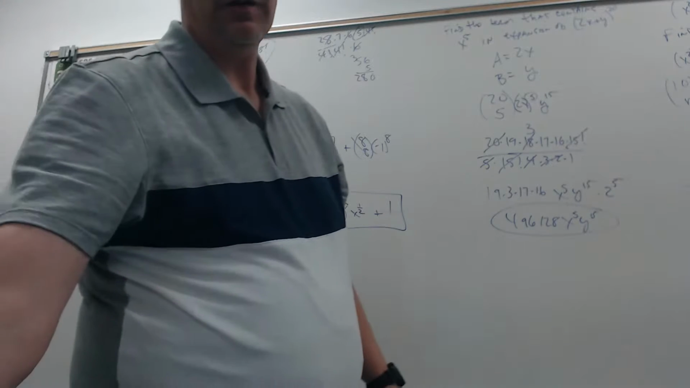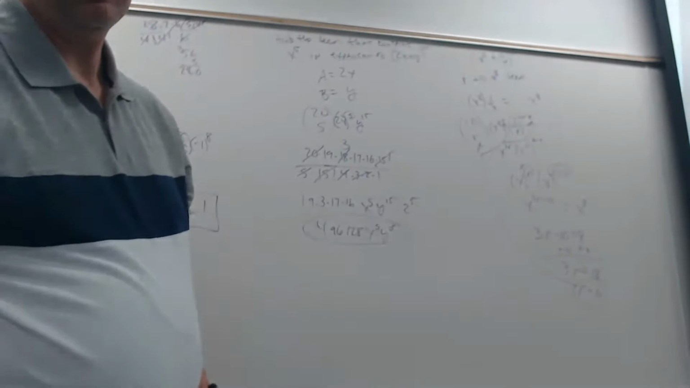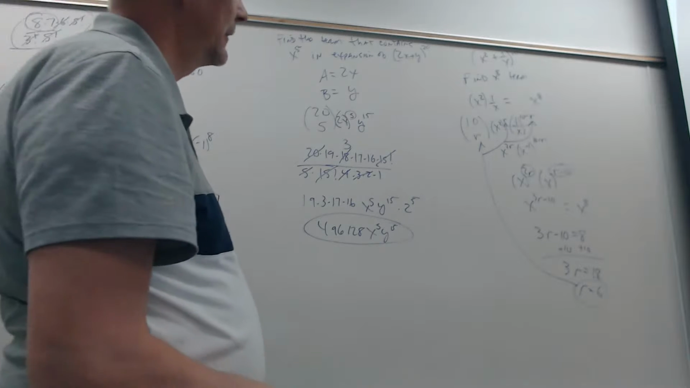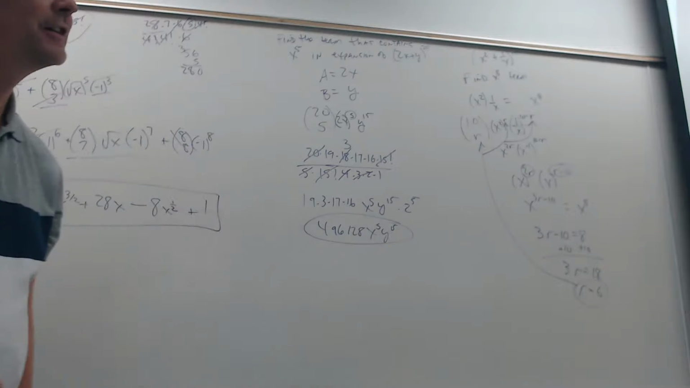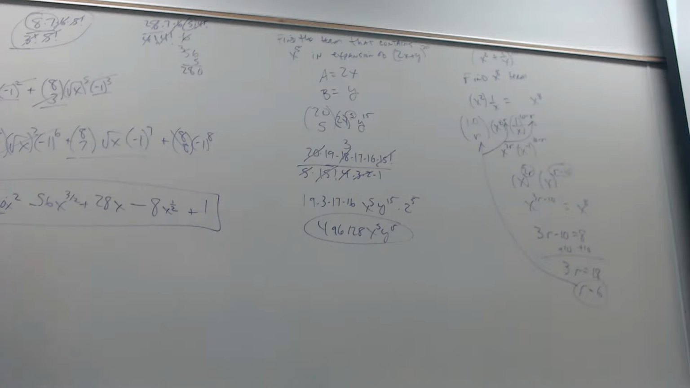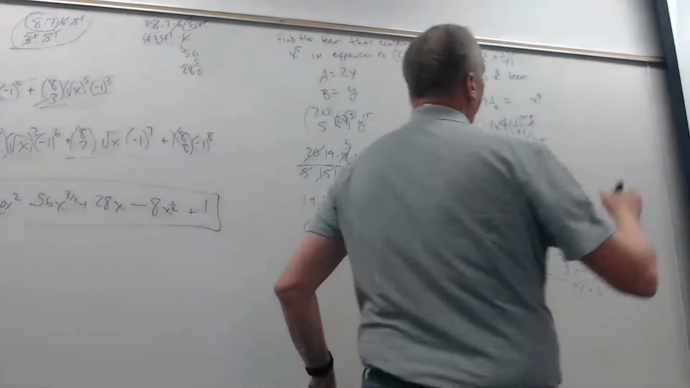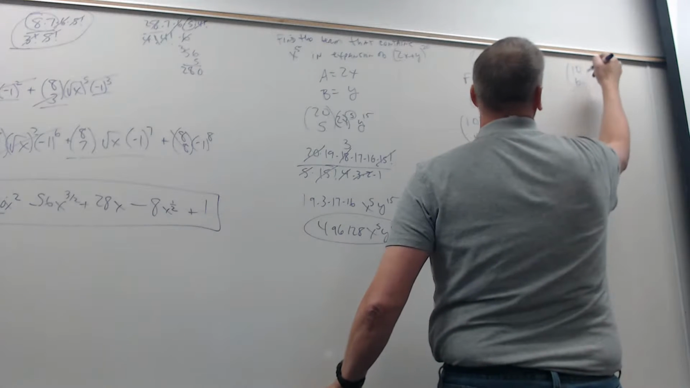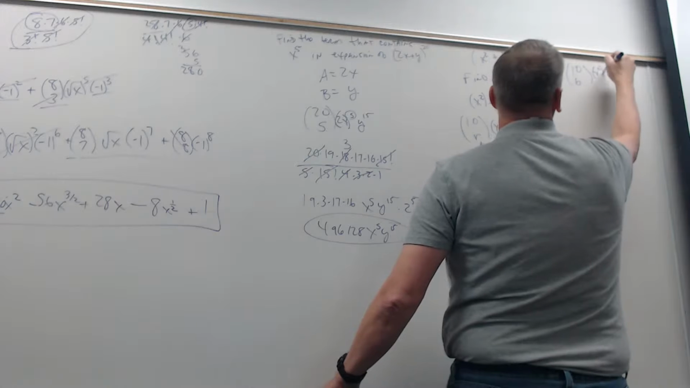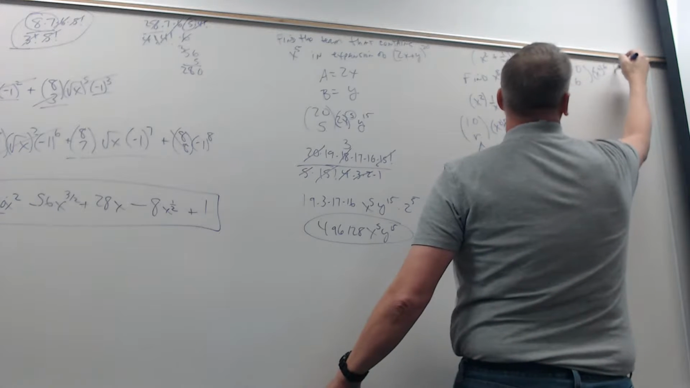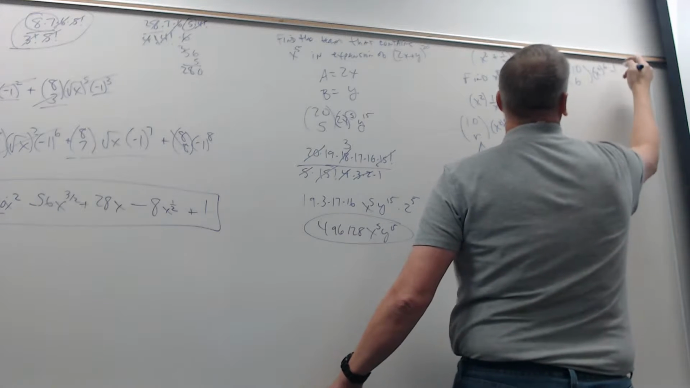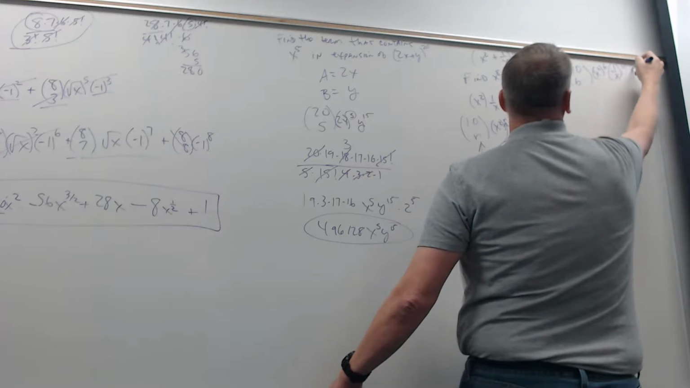So this becomes, oh, we're off the board. You guys weren't telling me that. I told you. Oh, I didn't hear you. Gotta speak up. Okay, so this becomes 10 choose 6, x squared to the 6th, 1 over x to the 10 minus 6.